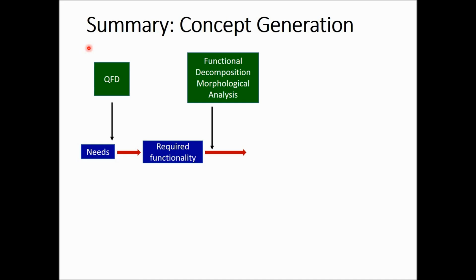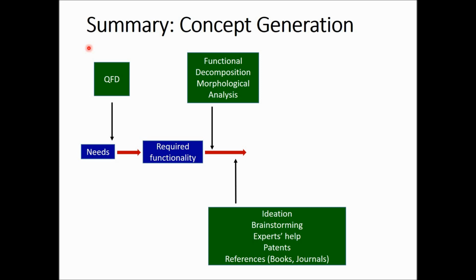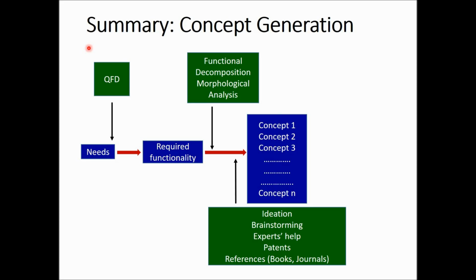In summary, we start this exercise of product development with some needs, and then we apply quality function deployment on the needs to understand the problem, and then create the specifications of the problem, that describes the functionality of the product that you are developing, and then you perform functional decomposition, morphological analysis, etc. And then you do a lot of brainstorming, get the help of experts, and look for patents, refer books, journals, etc. to generate different ideas, and develop various concepts for the problem.